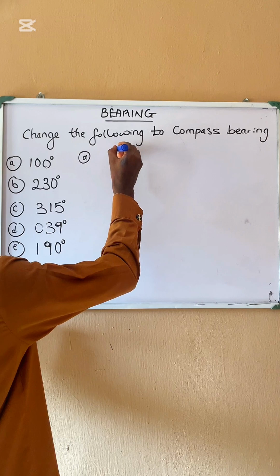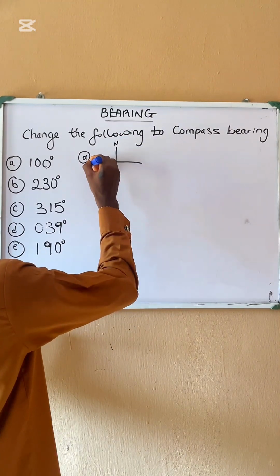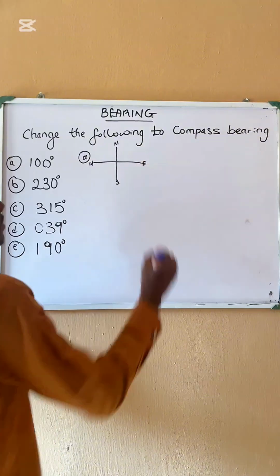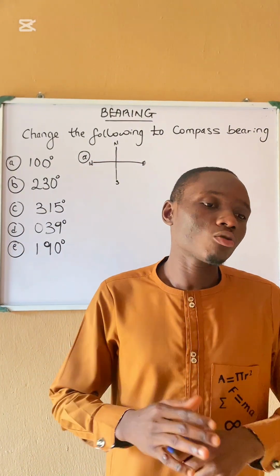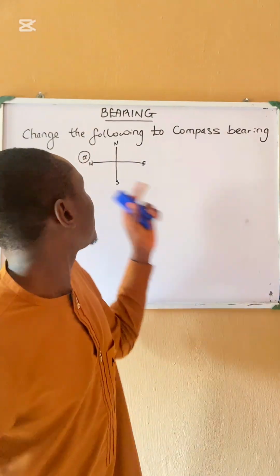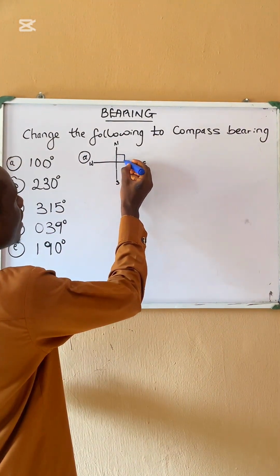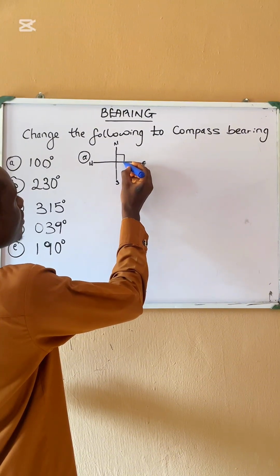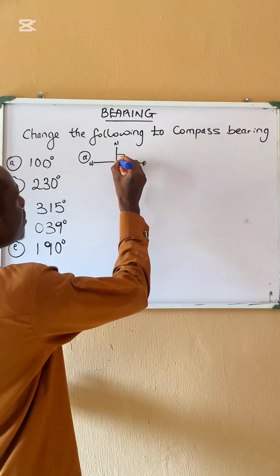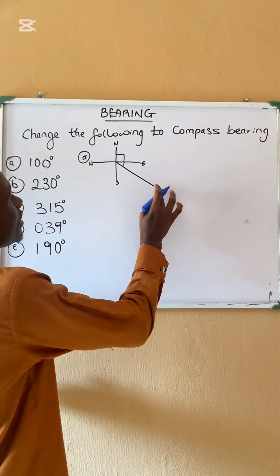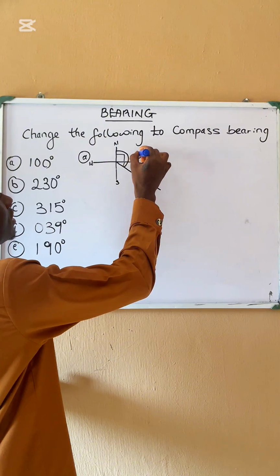Okay, so the first one says 100 degree. Remember, this is your north, south, west, and east. Where will 100 degree fall? Remember, you're starting from the north to count. So let's just get where this 100 degree is. From here to here is 90. We have to add something, that is just 10 degree to make it 100. So from here to here, these are 100 degree.